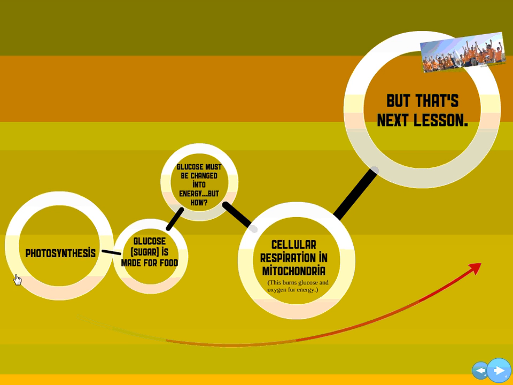So, photosynthesis, okay, it makes glucose. So glucose sugar is made for food through photosynthesis. But then glucose must be changed into energy. But then how does that happen? That happens through a process called cellular respiration in the mitochondria. This burns glucose and oxygen for energy. But that's next lesson. We're not going to go into that right now.